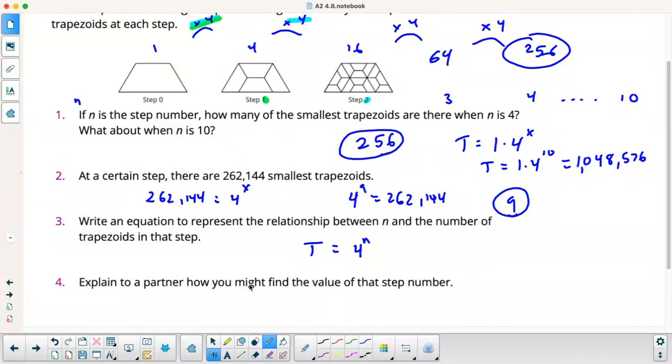Explain to a partner how you might find the value of that step number. Just, I guess, plug the step number in for n.